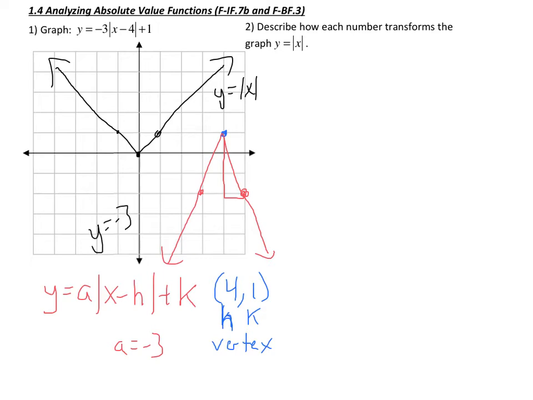It's -3 times the absolute value of x minus 4, and plus 1. Got it? We got those labeled now? Terrible handwriting. But this is our original, and this is our transformation. This is what we're graphing. But the question here is, how did it transform this? How do we transform this black graph to become the red graph?